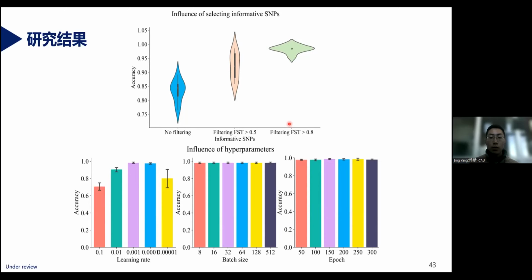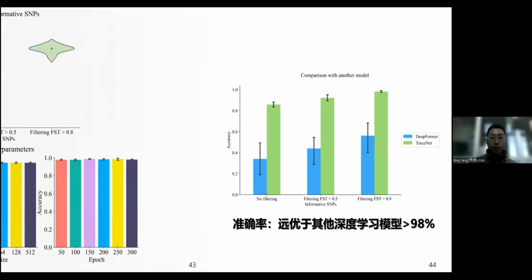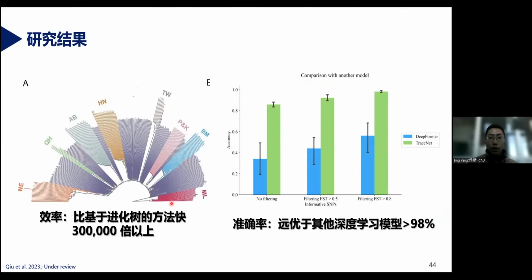And then the research results. In terms of accuracy, we can find the FST values, and we can reduce calculation time and increase accuracy by 15%. And for the impact of hyperparameters on accuracy, our model is robust to both batch size and epoch, and it's easily affected by learning rates. So after building the model, we allow the model to adjust the learning rate automatically.